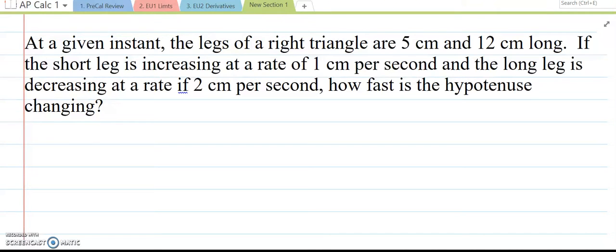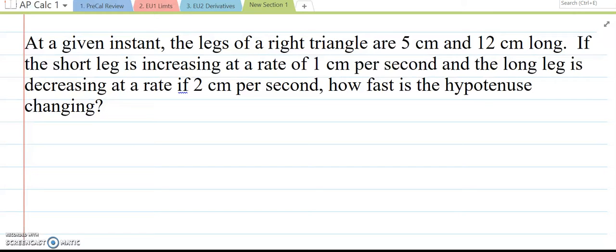But let's do some related rates until then. Problem number one. At a given instant, the legs of a right triangle are 5 and 12. The short leg is increasing at a rate of 1 centimeter per second, and the long leg is decreasing at a rate of 2 centimeters per second. And I'm asking you, how fast is the hypotenuse changing?